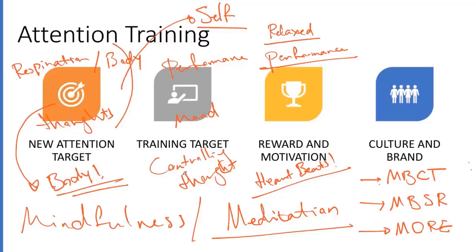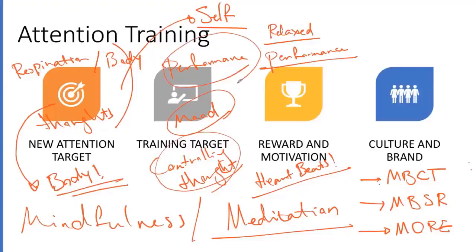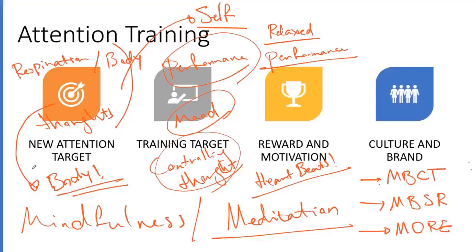Meanwhile, they have specific targets. They want to increase their mood. They want to be able to control their thoughts. They want to control their panic attack, improving their performance. And then they target different things. They might target their body. They might target their thoughts, their respiration. So you can see people are targeting different things for attention training.